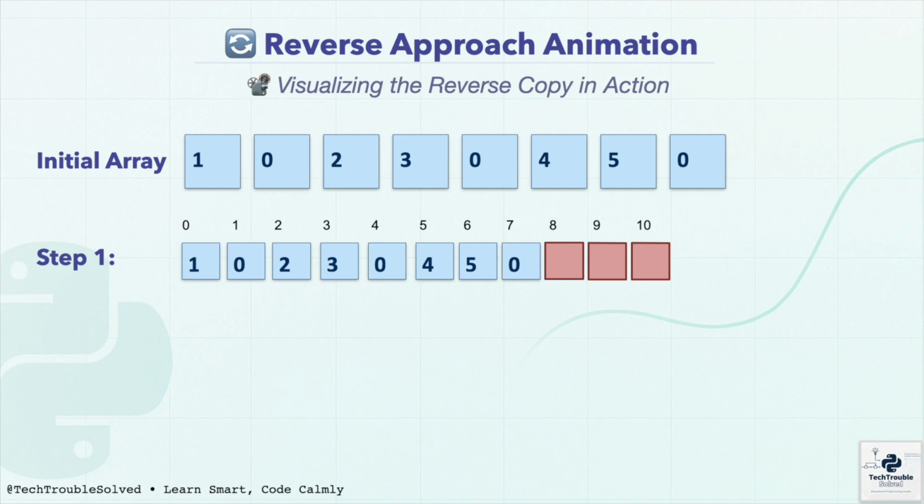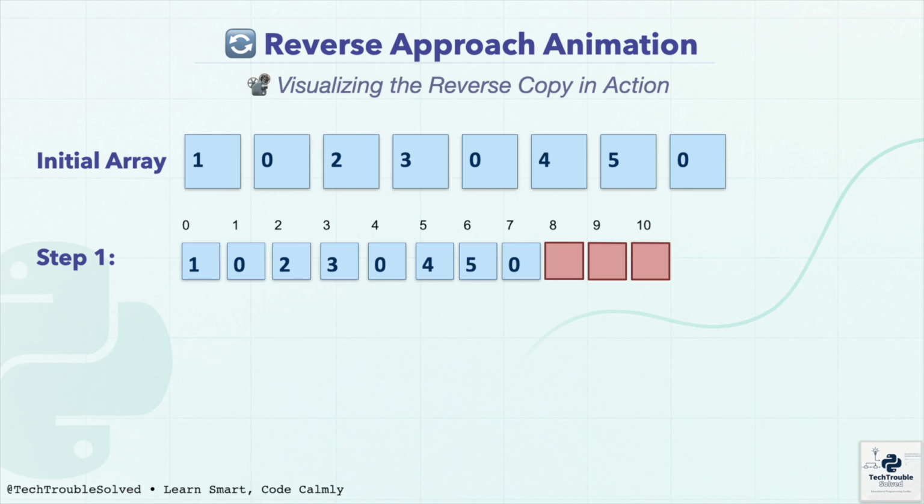These extra boxes don't actually exist in memory. They are just a logical visualization to help us track where the final elements will end up. We are not adding space in real code. We are just simulating what would happen if we could see beyond the array boundary. Now let's look at our pointers.